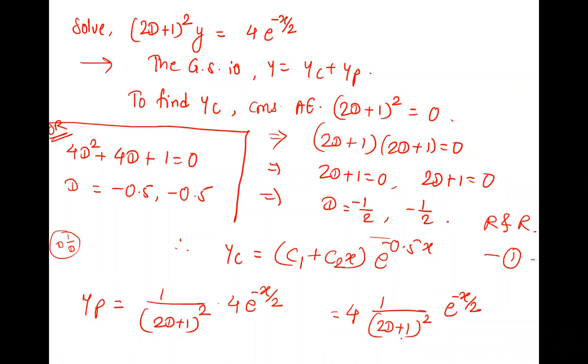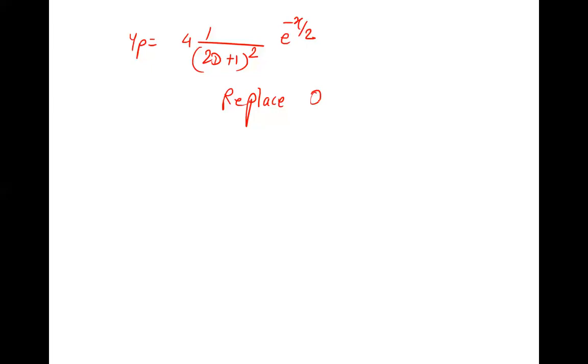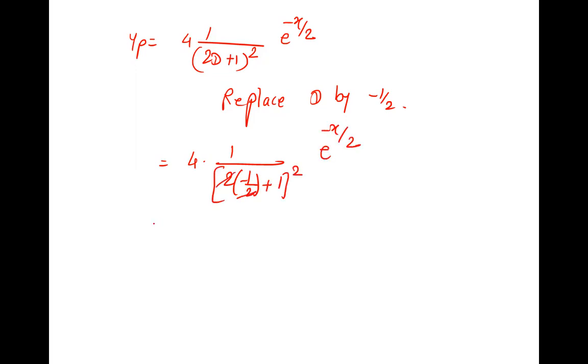Now you can decide whether you want to square and take the derivative, or how you want to take it. Okay, I will write it like this. It is equal to 4 into 1 upon 2D plus 1 bracket square e raised to minus x by 2. Correct? Yes. So replace D by minus 1 by 2. So we are doing that. 4, 1 upon 2D, D is minus 1 by 2 plus 1 bracket square e raised to minus x by 2. This 2 to cancel, minus 1 plus 1, that is 0.